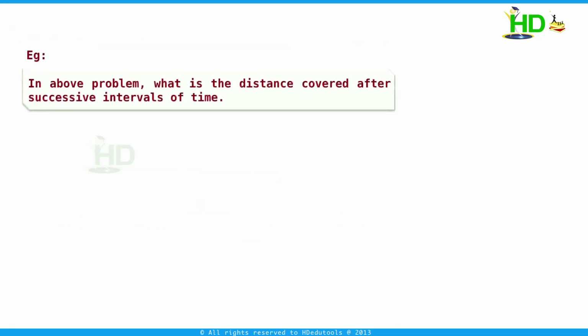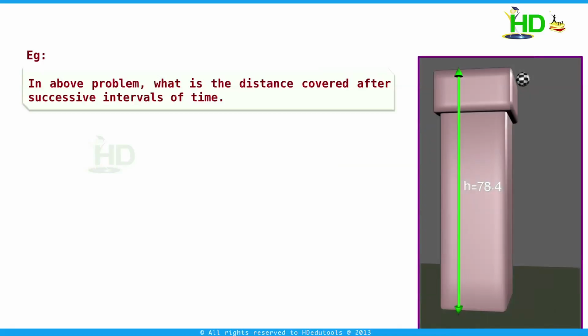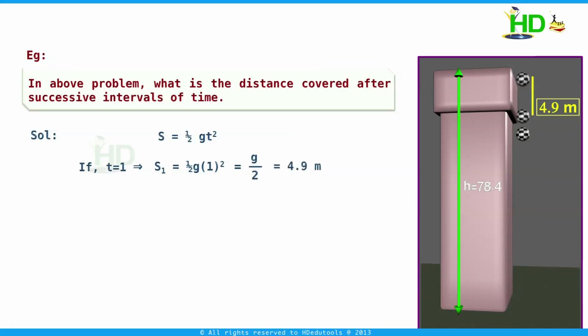Now we take another problem. In the above problem, what is the distance covered after successive intervals of time? For a freely falling body, the displacement after t seconds is given by s equal to half g t square. If t is equivalent to 1, we get s1 equivalent to 1 by 2 into g into 1 square, or this is g by 2, which is equal to 4.9 meter.